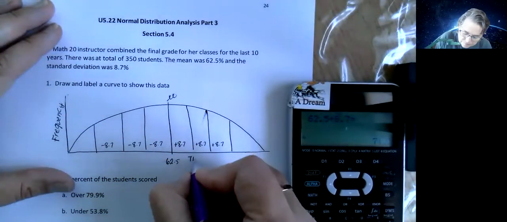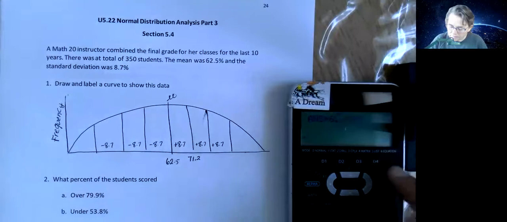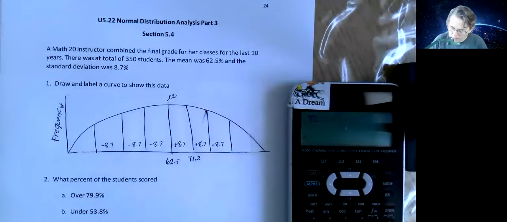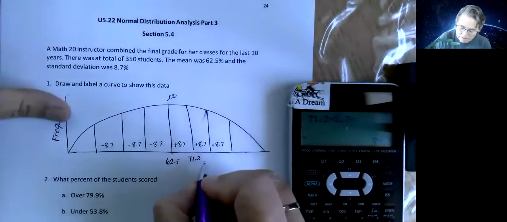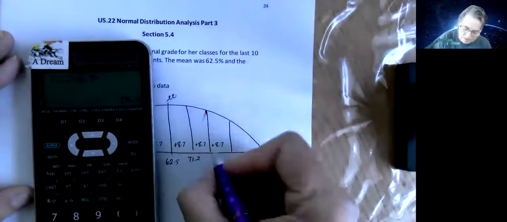71.2 plus, oops, sorry, 71.2 plus 8.7 is 79.9. I have enough room for all of this to sit here.